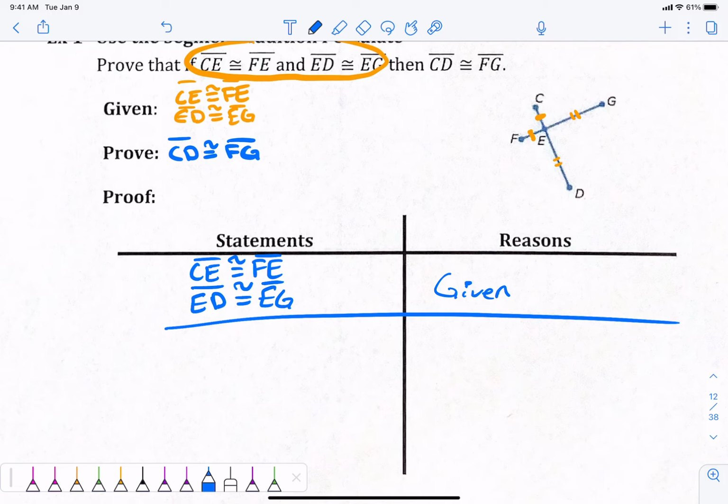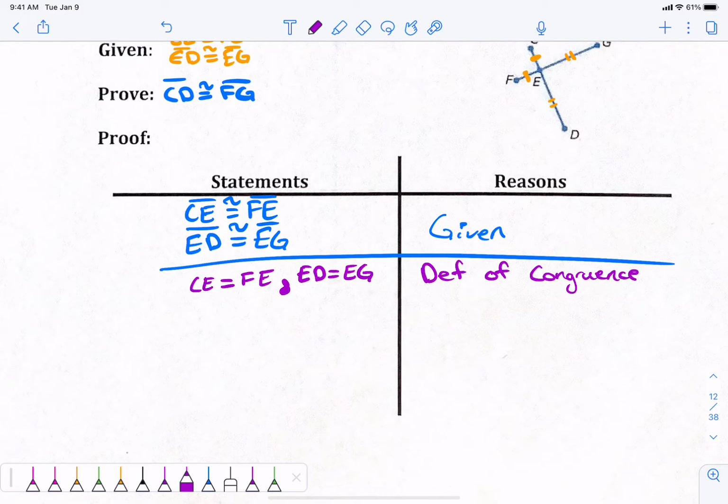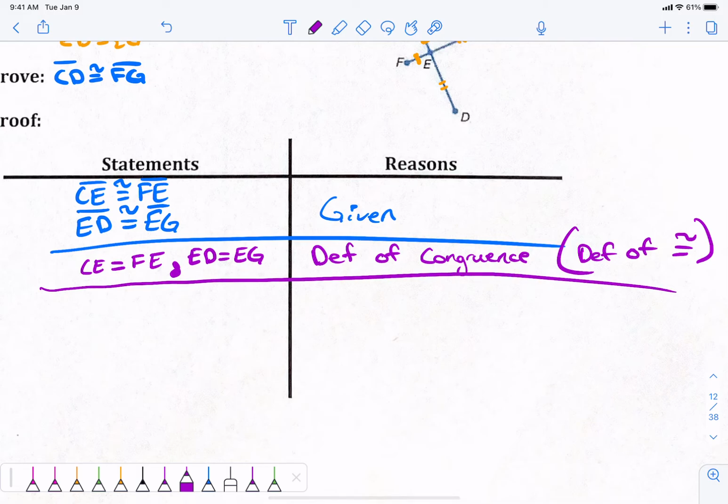A little bit longer. All right, now I'm going to do that definition of congruence thing where we take them out of the congruent sign and we make them equals. So I'm just going to say CE is equal to FE, and I'm going to do a comma instead. ED is equal to EG. Okay, so I'm just taking away the congruence symbol and saying that they're equal. And that is called the definition of congruence. Okay, if you want to write "definition of" and the symbol for congruence, you can do that as well, right? So if you want to abbreviate and be lazy, you by all means can do that.